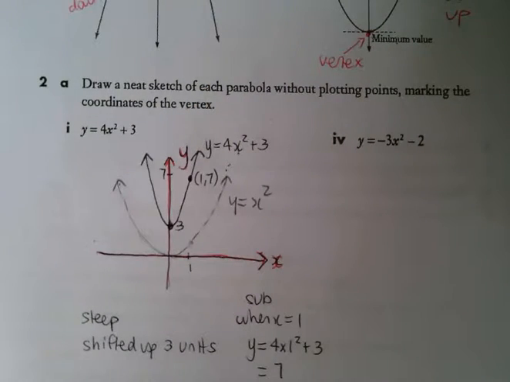That's where it would have been. 4x squared plus 3 is steeper and shifted up 3. The 4x squared makes it steeper and then it's shifted up 3. Okay?